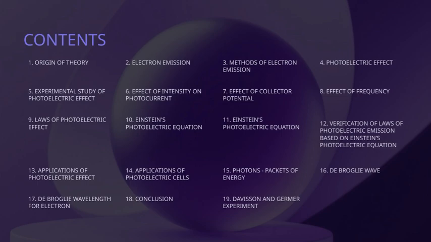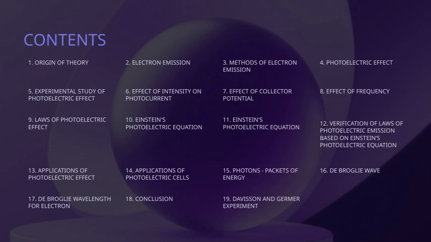Moving toward applications, we see how photoelectric cells are used in various fields, from light meters to solar panels. De Broglie wavelength for electrons is another fascinating concept, showing that electrons have wave-like properties with a specific wavelength depending on their momentum. We revisit Einstein's equation to reinforce our understanding of how photon energy relates to electron emission.